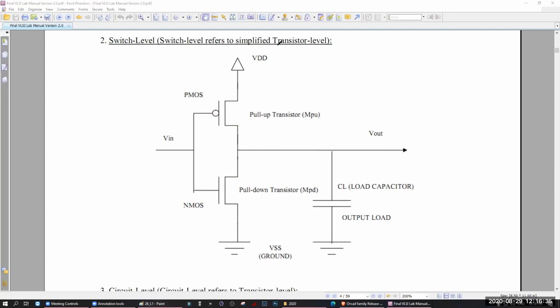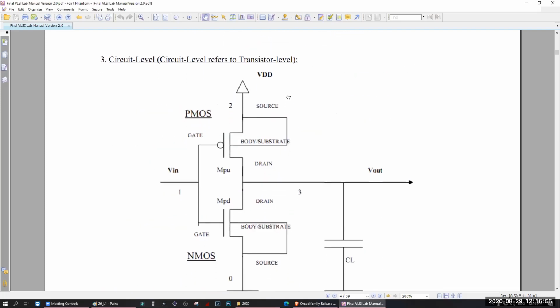Switch level means transistor level, simplified transistor level. There is also a detailed transistor level circuit as well. Okay, that is called circuit level. So this is a switch level diagram. Next one is the circuit level diagram.